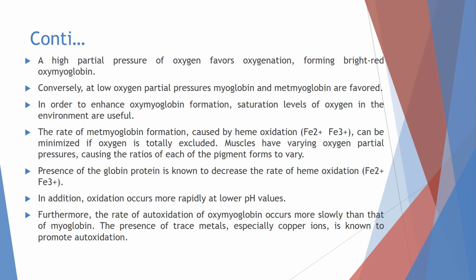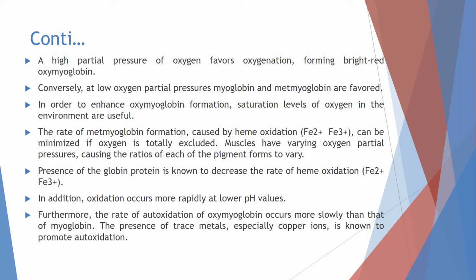If there is a high partial pressure of oxygen, then there is a chance of formation of oxymyoglobin by oxygenation. Conversely, if there is a low partial pressure of oxygen, then there are chances of oxidation and formation of metmyoglobin. So in order to enhance oxymyoglobin formation, the level of oxygen in the environment is very important. It should be at the saturation level.